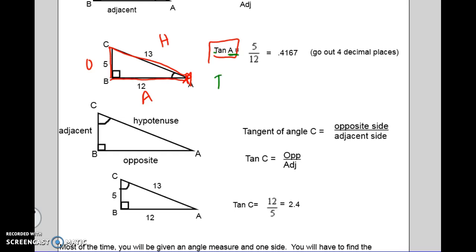So the tangent of A is equal to the opposite, which is 5, over the adjacent, which is 12. So in your calculator, 5 divided by 12 gives you what? 0.4167. You must have 4 decimal places. There are some times when they won't give you that many, and that's okay. But if you have a whole bunch of decimals, you are required to go out 4 decimal places. Go to the 5th and decide whether you round up or not.